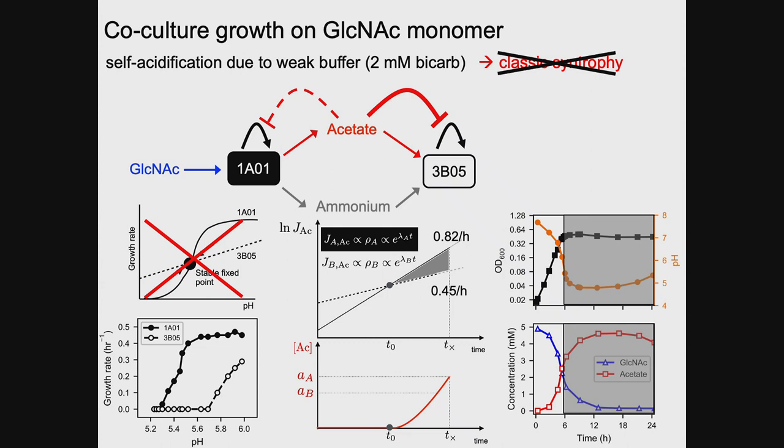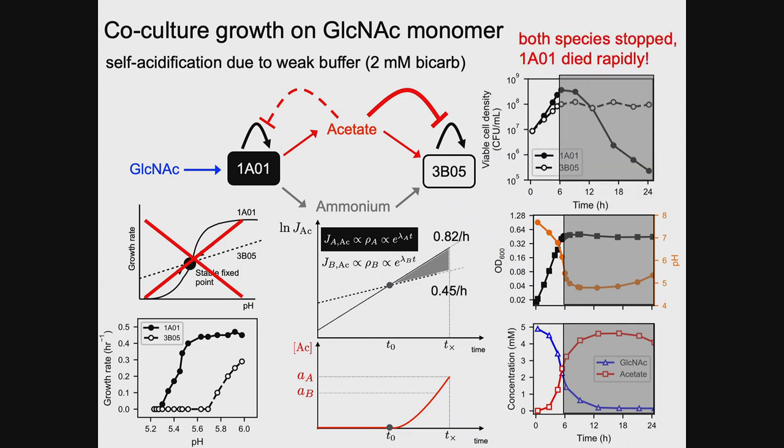The classical centrifuge scenario does not apply. If you look into individual species, since the OD just tells you the sum total of the biomass, you see that actually the A species dies very quickly. It crashes within a day, reducing three orders of magnitude.